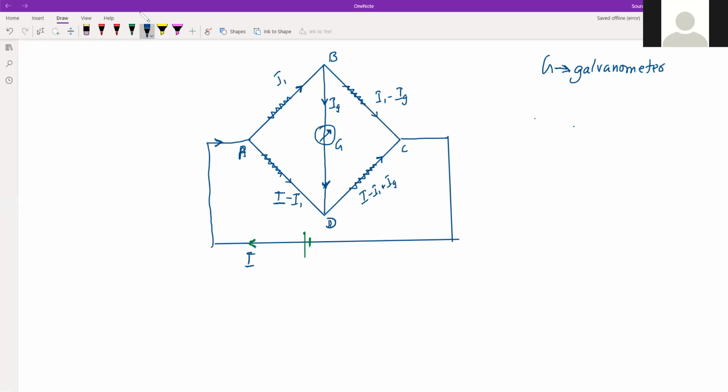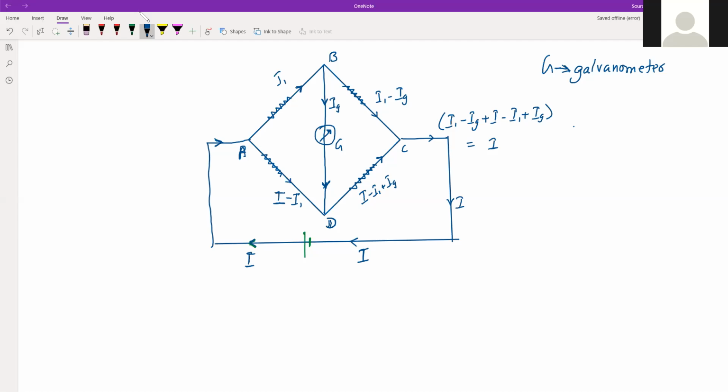So now these two sections, that is I1 minus IG and I minus I1 plus IG, they will get added up here. So what you will get is I1 minus IG plus I minus I1 plus IG. And what is this equal to? This is again equal to I. So the current here will be I. So whatever current has left the cell, the same current has come to the cell again. This is the way to verify that whatever current distribution we have done is correct.